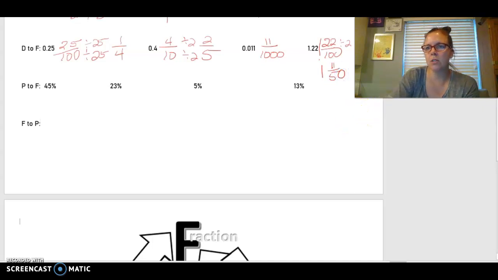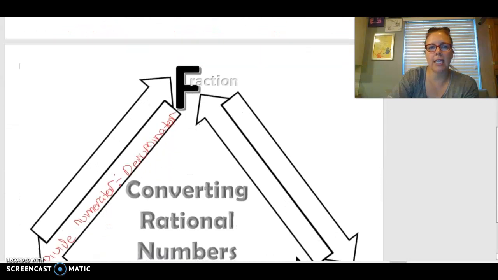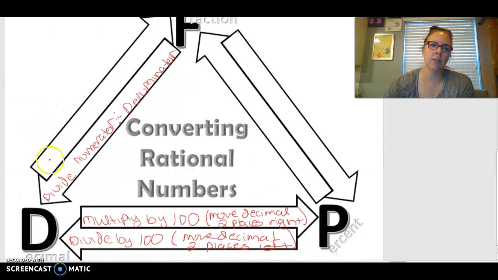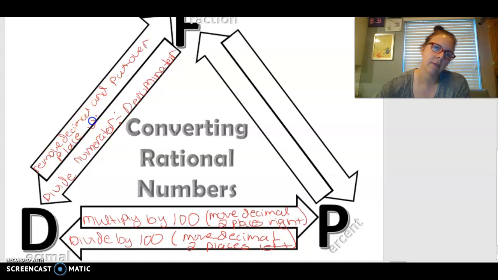Okay? So, come down here, decimal to fraction. So this way, you remove decimal, and put over place value. That's why it's important to have those examples so you know what I'm talking about there.